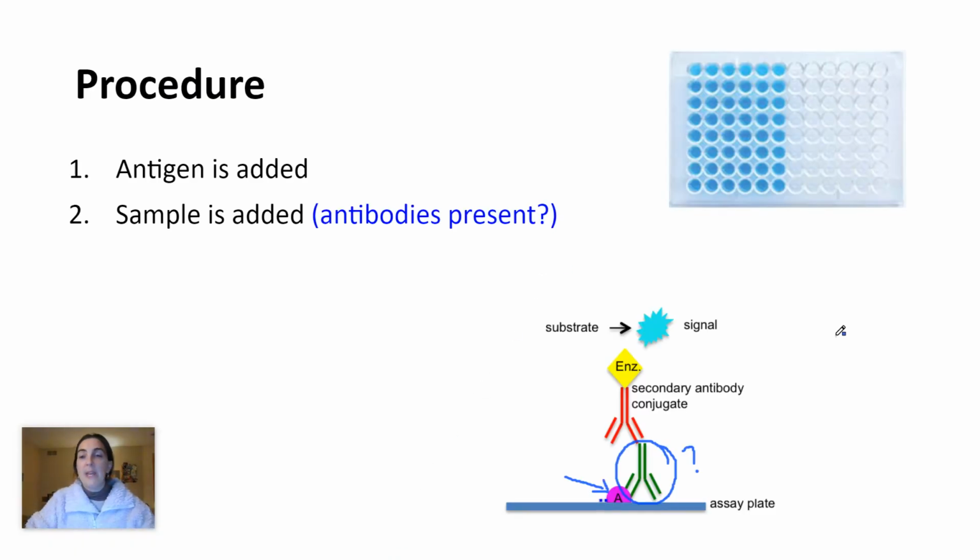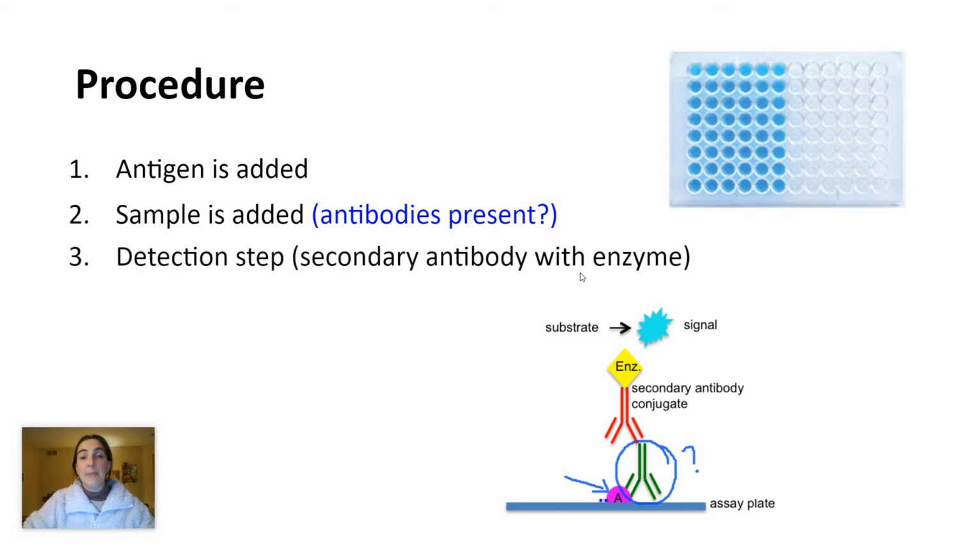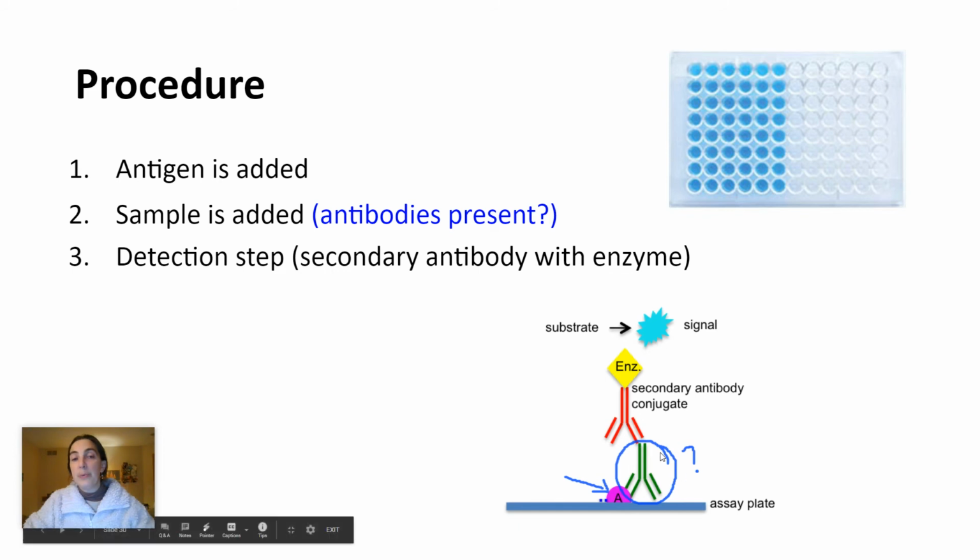Here we go. If that antibody is present, then when we add the next step, the secondary antibody was made in a laboratory with an enzyme attached to it, and it's made to bond to the primary antibody, that antibody against COVID-19. So if that's there, the secondary antibody will bond to the one we put in first.